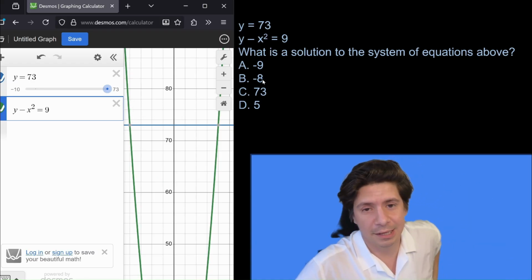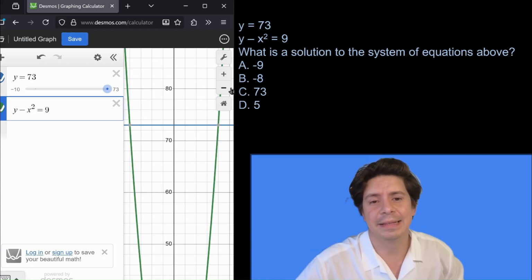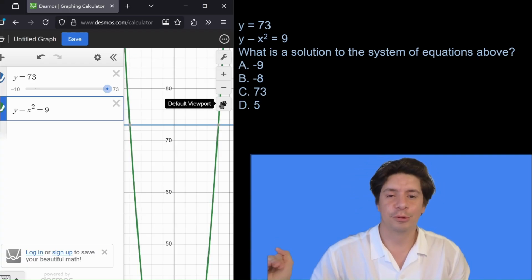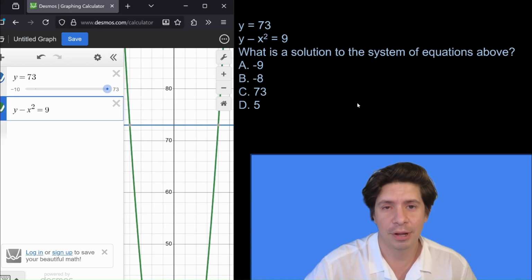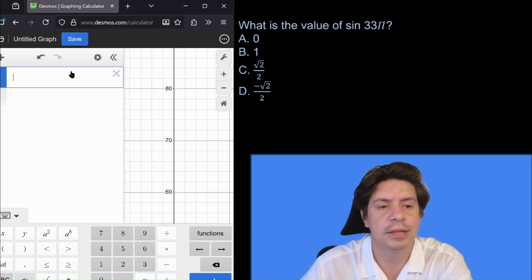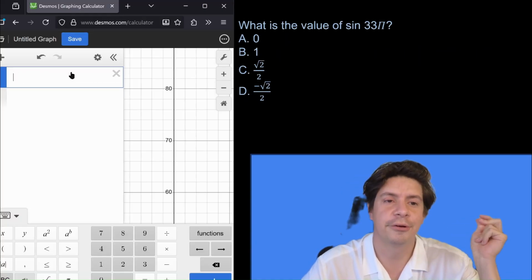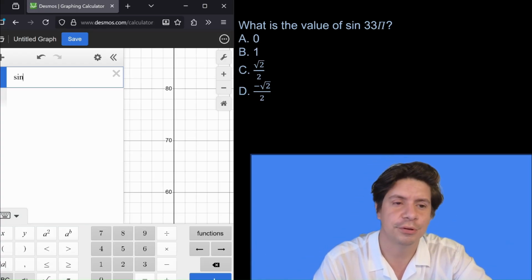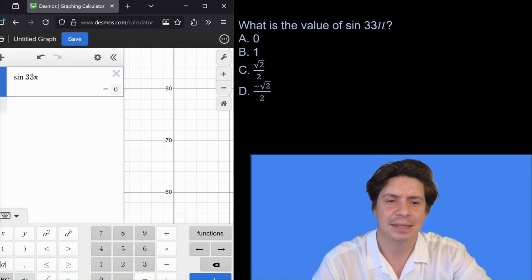Very nice and clean. So again, Desmos can make a lot of questions super easy. That's why you want to get comfortable with using it. And now let's go on to the next one. So here's another one where if you know the unit circle, you don't need a calculator, you don't need Desmos. But if you don't, instead of drawing it out or thinking it through, you could just do sine 33 pi. It's a nice quick calculation.